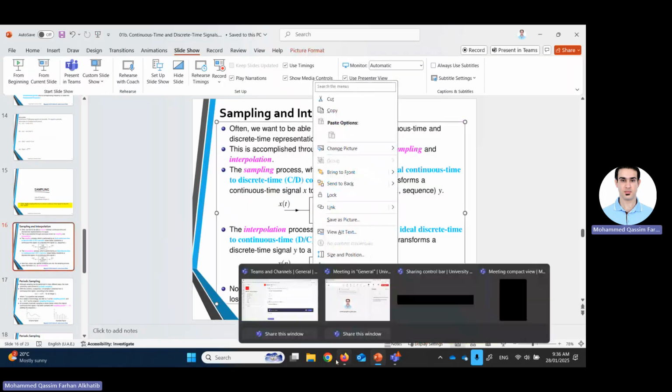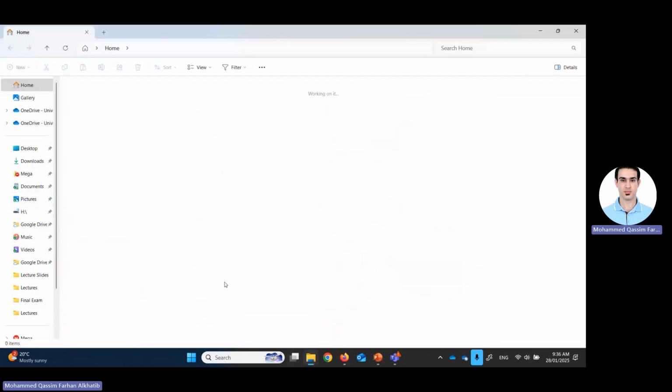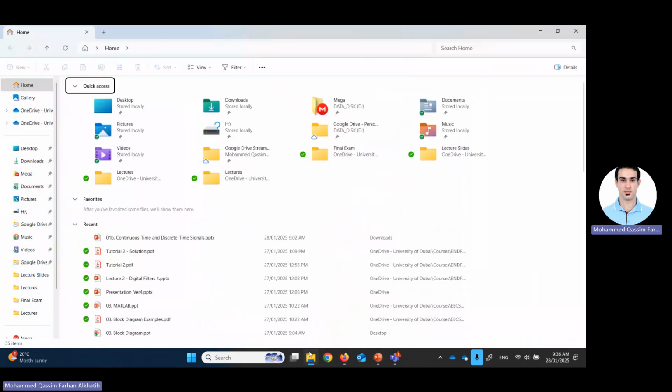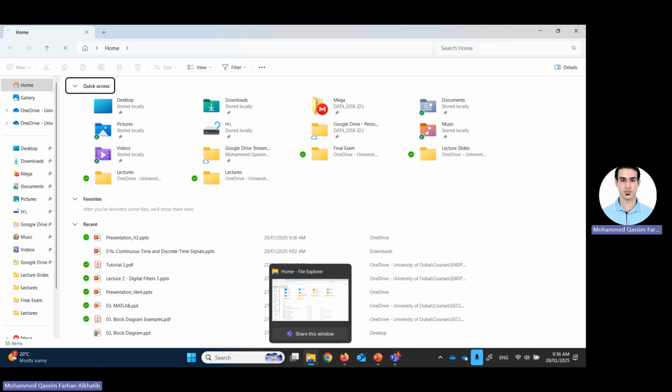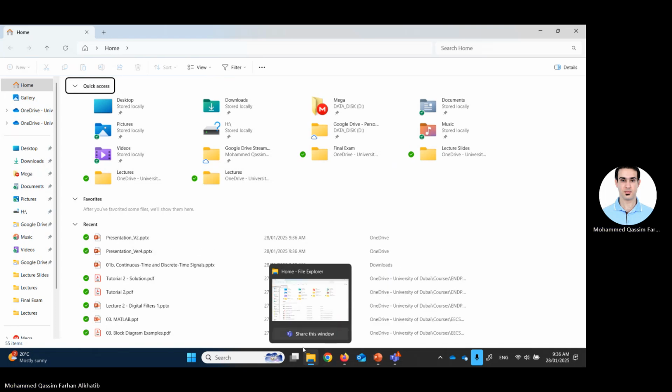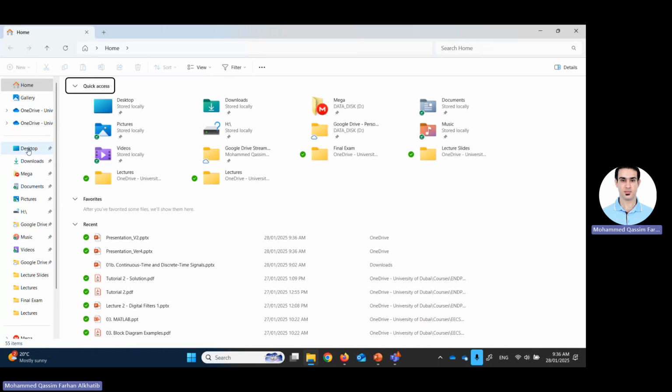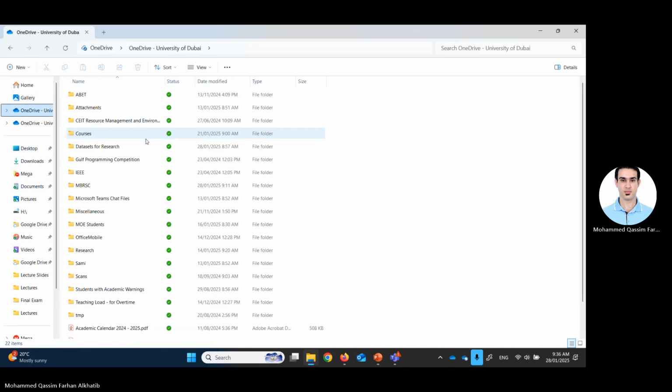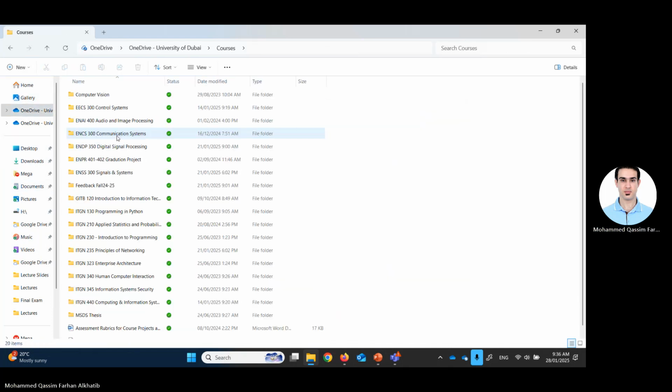Now, okay. This card. What is that question with that sampling? I believe I added it here. Okay. Courses. Signals and systems. I'll open the quizzes from last semester.